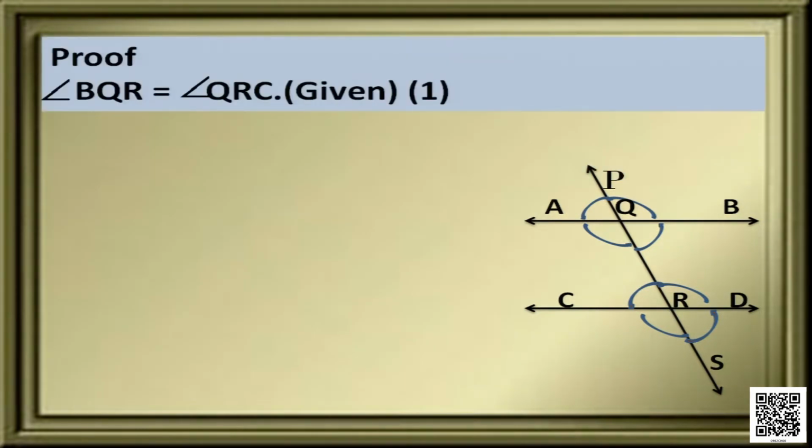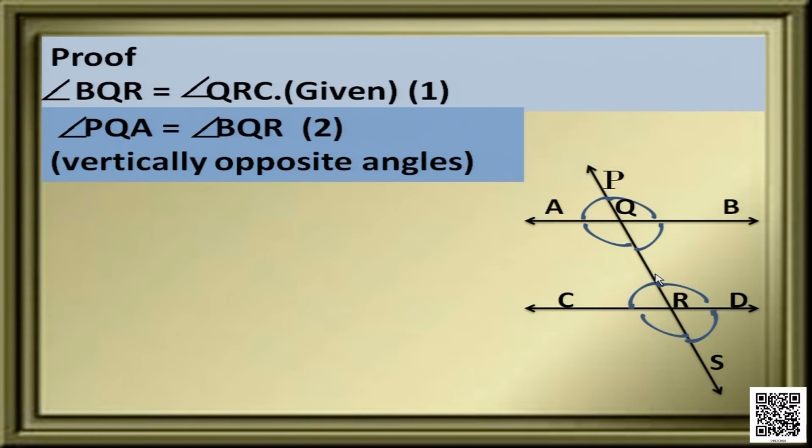Here BQR angle and QRC are given to be equal as alternate interior angles. Then PQA and BQR, these two angles are vertically opposite angles.